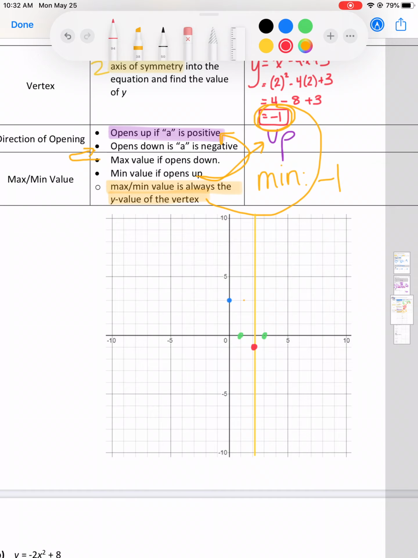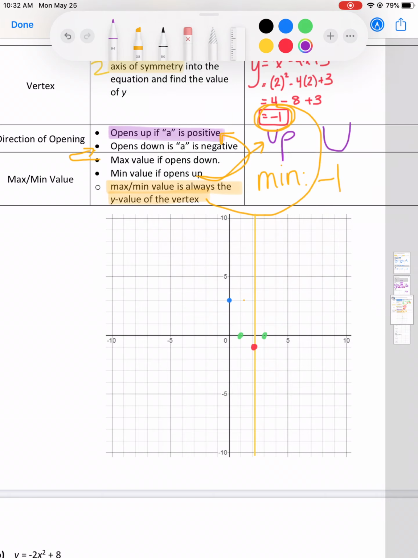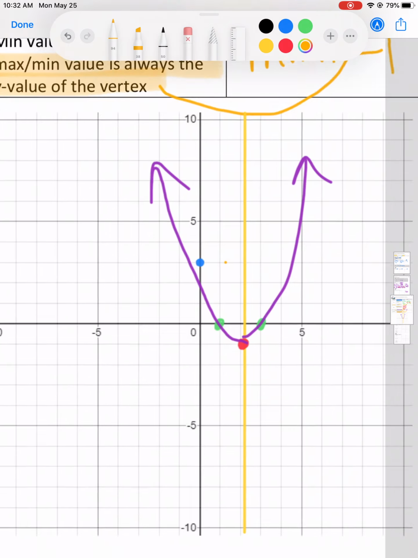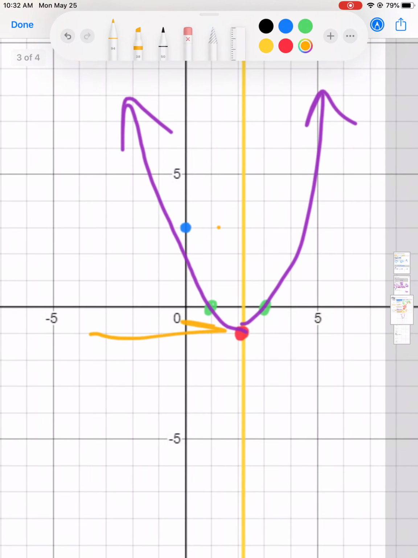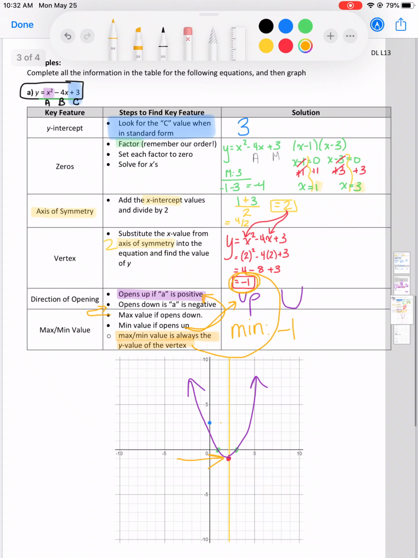Direction of opening is up, so that means it's going to look like this. I wish I could save my colors. So I know that it's going to go up. I know I didn't hit the point, but that's okay. And then my min value is at -1, which we've already kind of figured out. And voila, you have successfully graphed this.